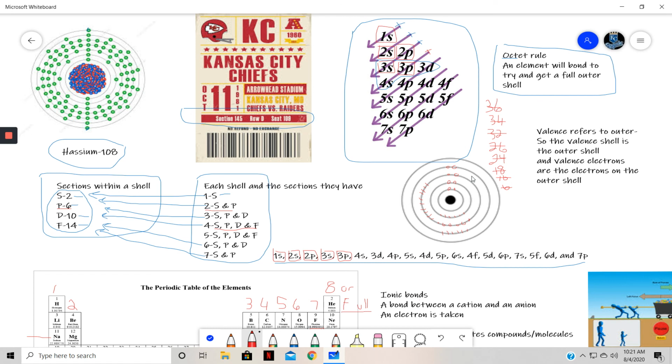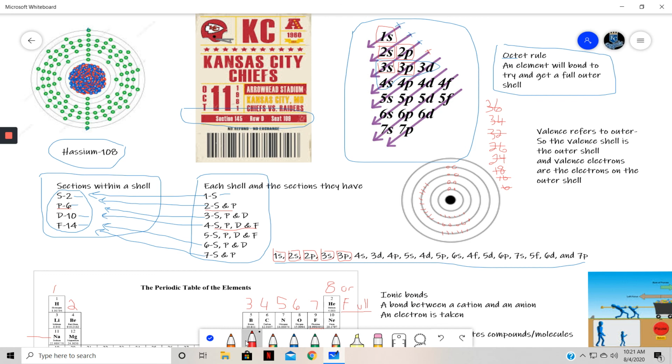So that shell, from a bonding standpoint, would be considered full. Now, we are going to be adding more if we did have more, but we don't. And so therefore, based on the octet rule, the idea of 8, Krypton is considered to have a full outer shell. And because it has a full outer shell, it can't bond with anybody, because it can't take or share electrons. And once we get into bonding, that'll make more sense.